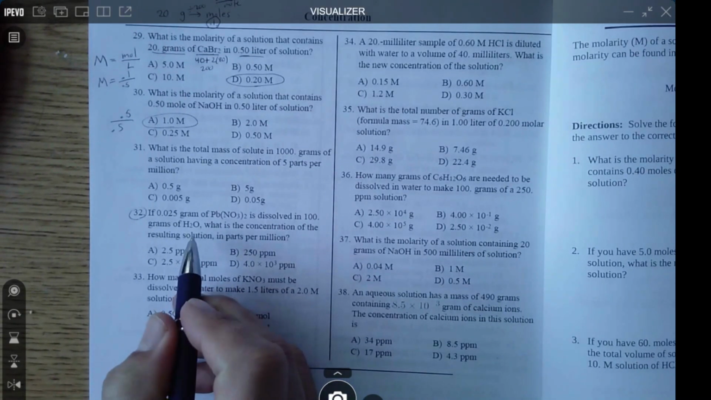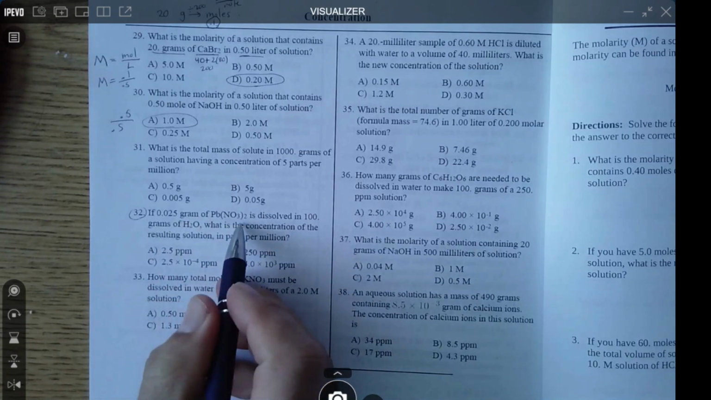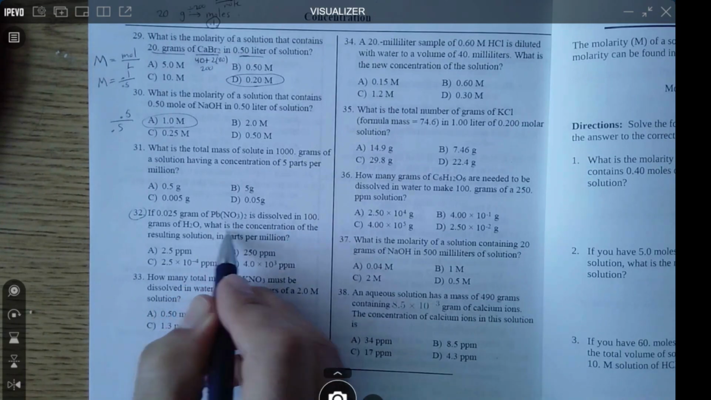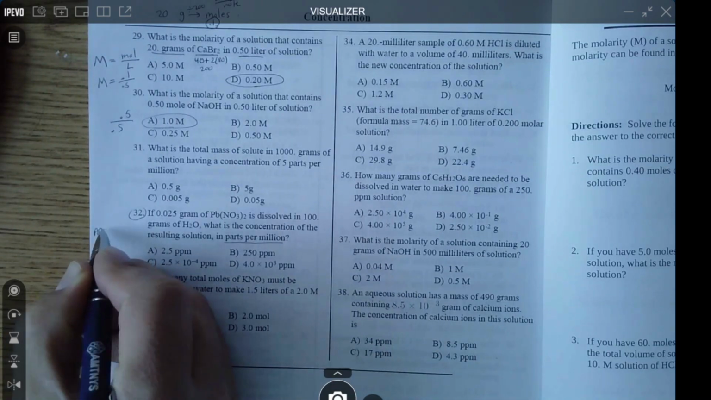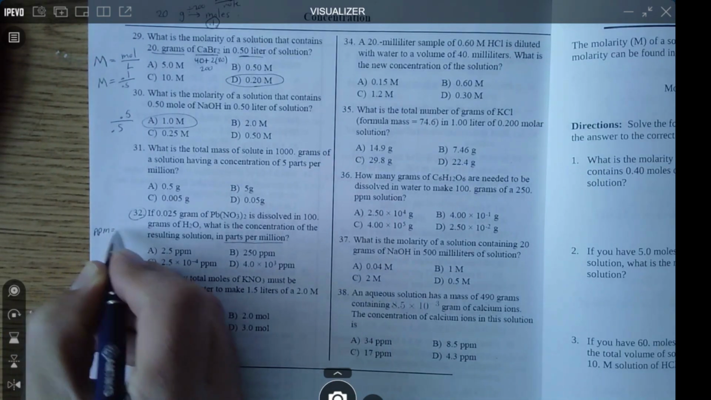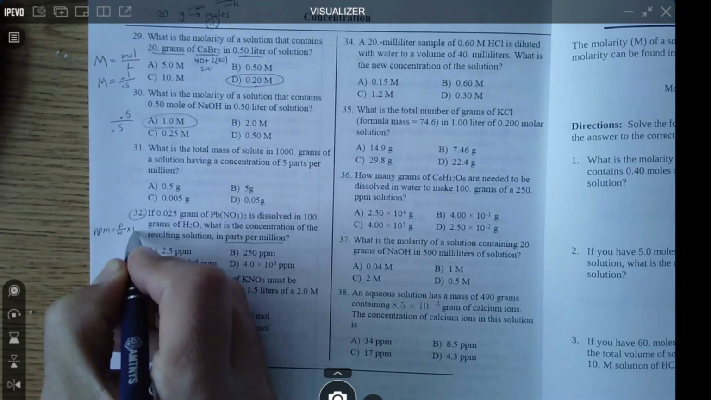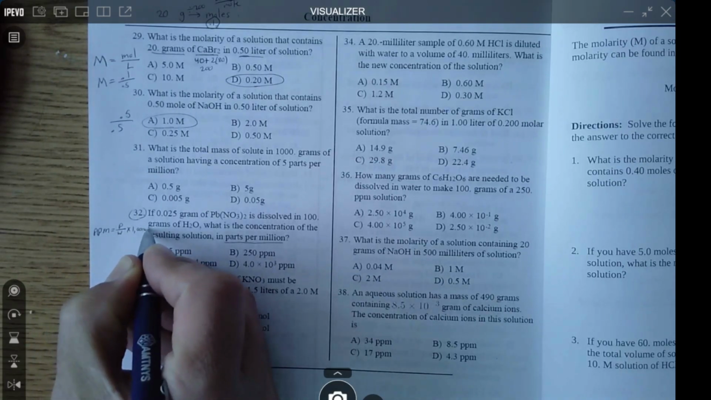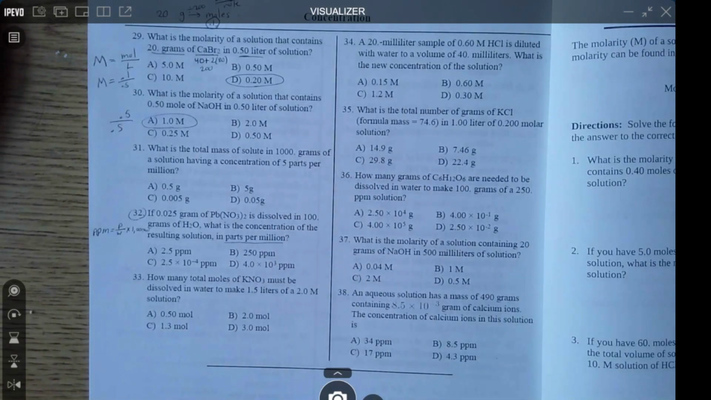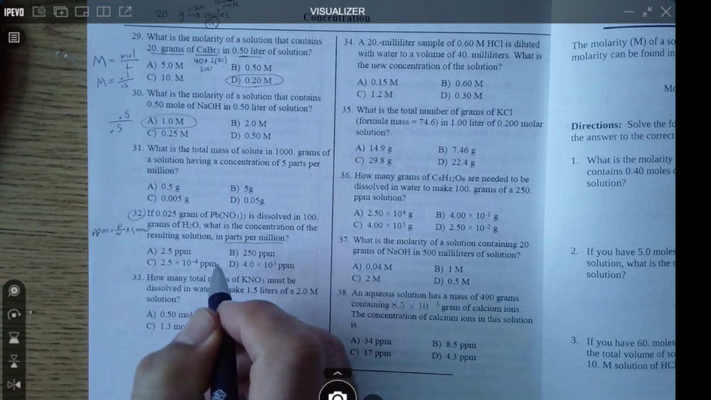Alright, number 32. If 0.025 grams of lead nitrate is dissolved in 100 grams of water, what is the concentration of the resulting solution in parts per million? Don't forget the parts per million formula is on the back of the reference table. You do the part over the whole times 1 million. That's a relatively large number to multiply, but we'll see we get a small number to begin with.